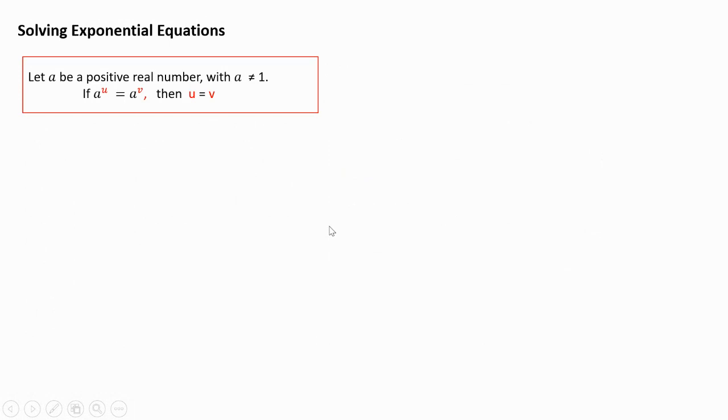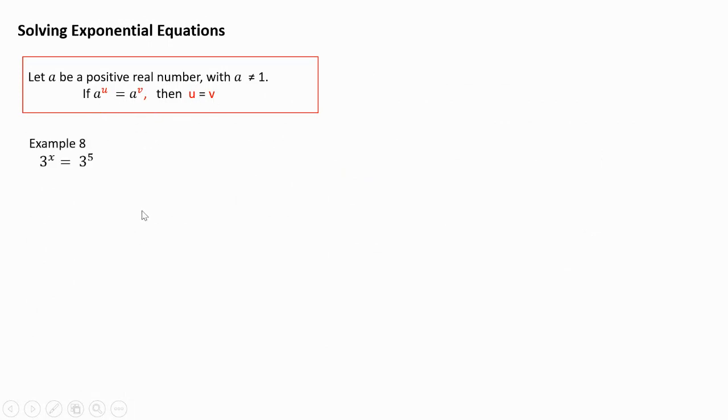So with that said and done, let's begin. Okay, so this here is your first rule. It says let a be a positive real number with a not equal to 1. So if you have the base a to the u power equals the base a to the v power, then u must equal v, for this to be true.